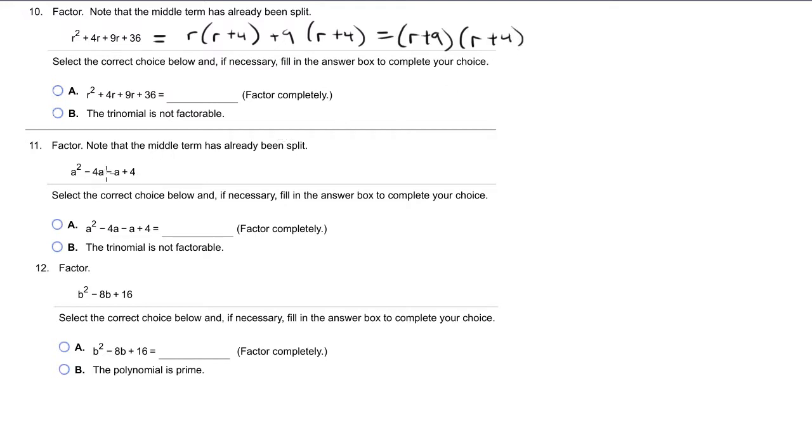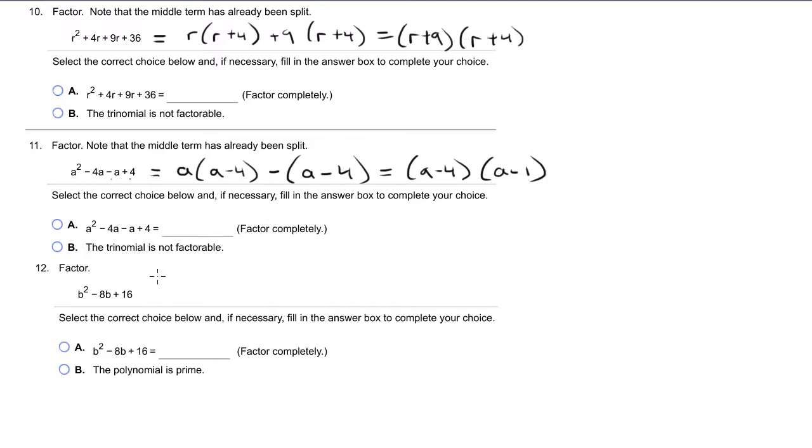Easy enough. We're going to do the same thing with number 11. I'm going to factor an a out of the front pair, so we'll get a times a minus 4, and I'm going to factor a negative 1 out of the second pair so that minus a plus 4 becomes a minus 4. The signs change, and this gives us a minus 4 times a minus 1.